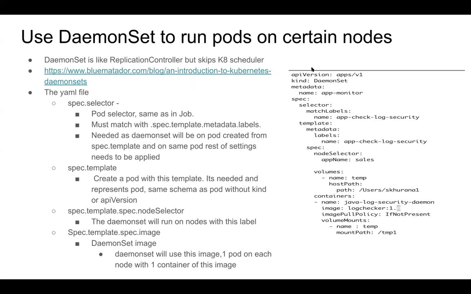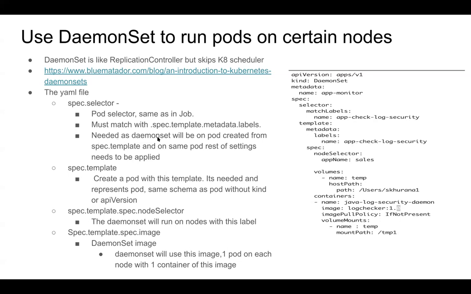So this is a daemon set YAML file, and we'll go into this. You have spec.selector, which is the pod selector. The spec.selector match labels should match the label in the template. You should have the same label. So these two are the same, and it should match the spec template metadata label, which is this. So these two should match.